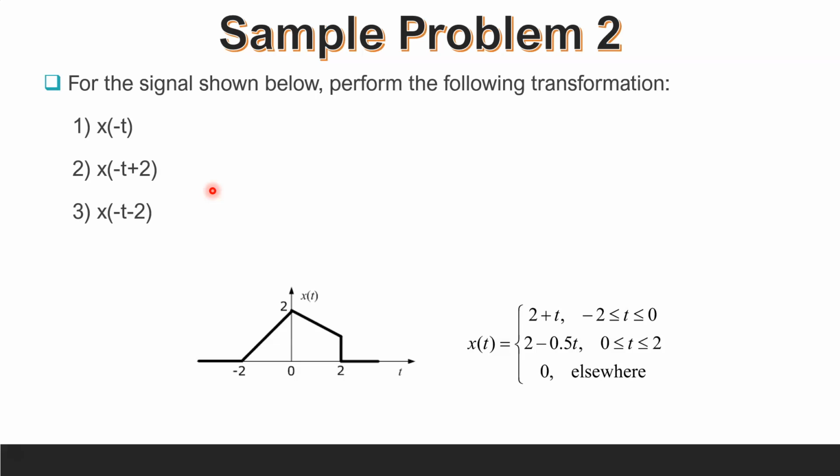For problem number 2, again you are given a signal x of t. In this figure you are also given the mathematical expressions. The question asks you to perform the following transformations on this signal. So you have time inversion, and then you have time inversion and time shifting.